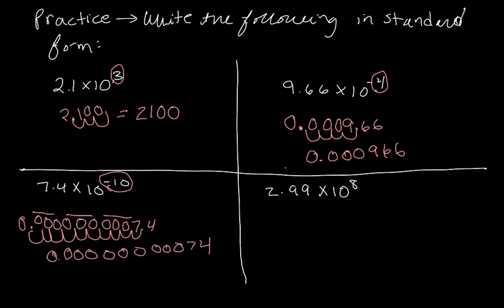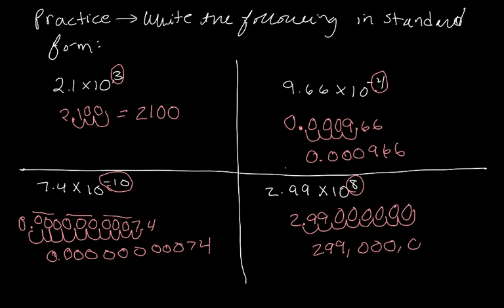In this last example, we rewrite our number as 2.99. We look at our exponent. It's positive 8. That means we move our decimal place to the right 8 times. 1, 2, 3, 4, 5, 6, 7, 8. We put in our 6 zeros. And so we rewrite our number as so.